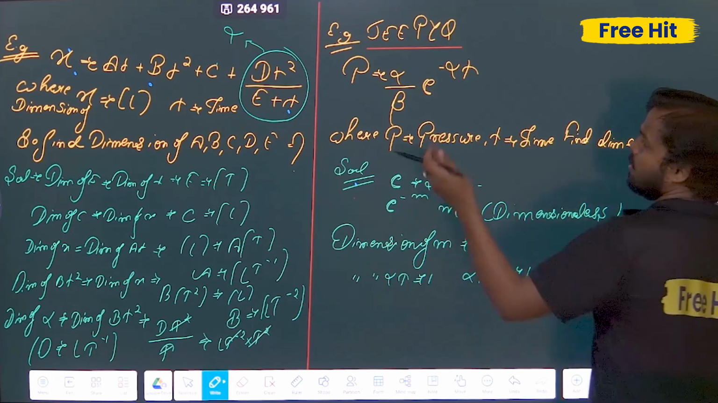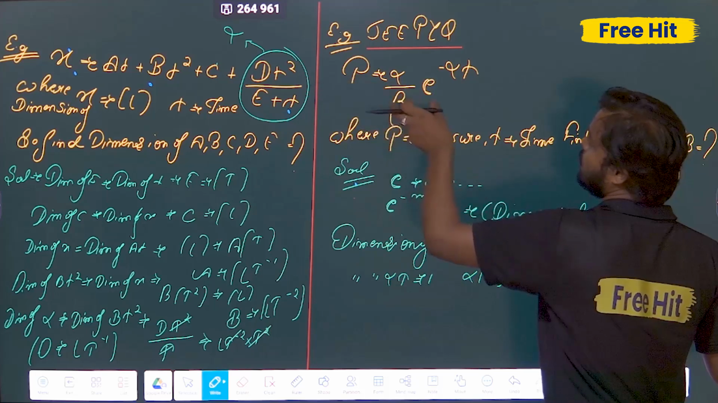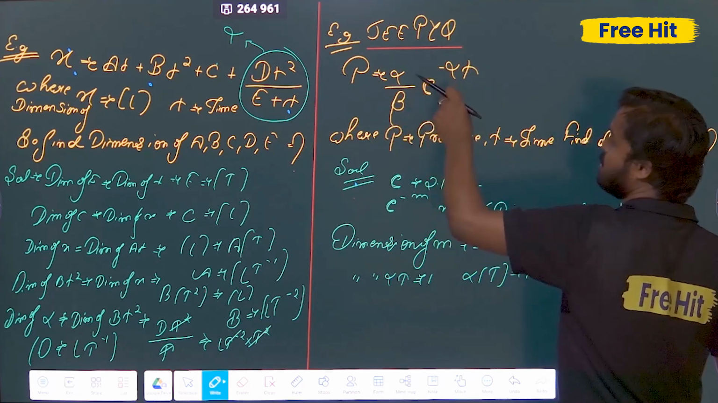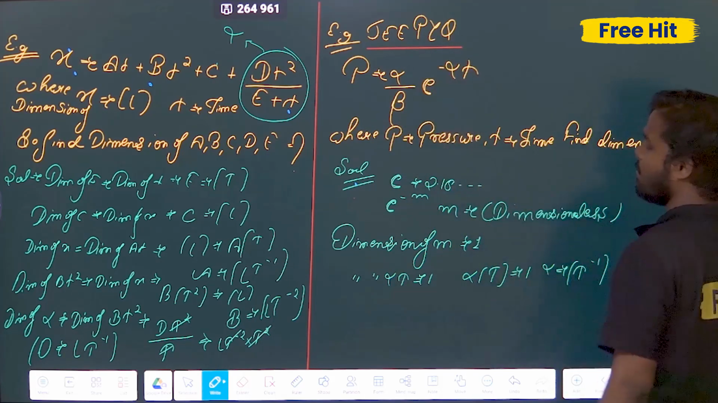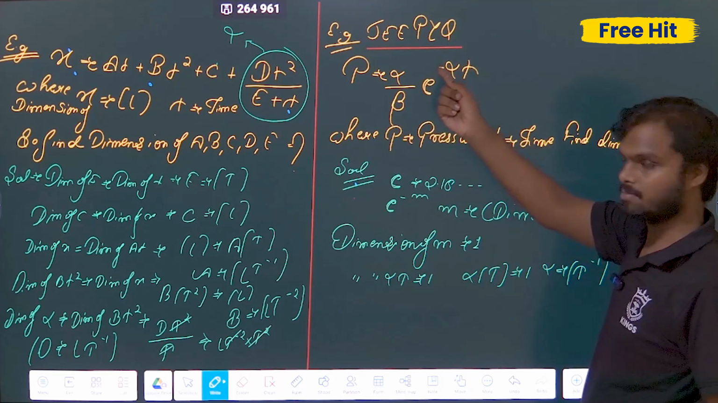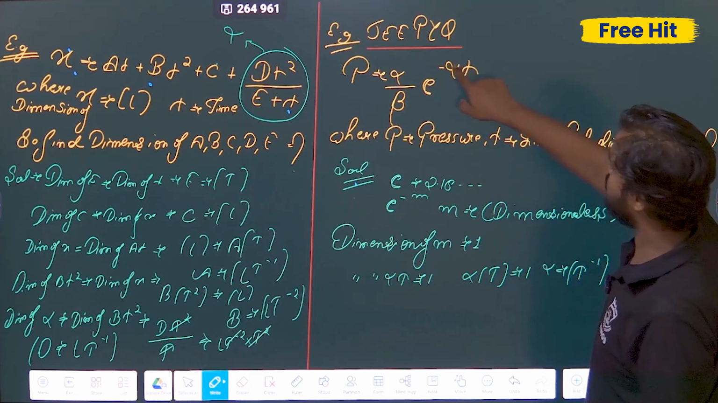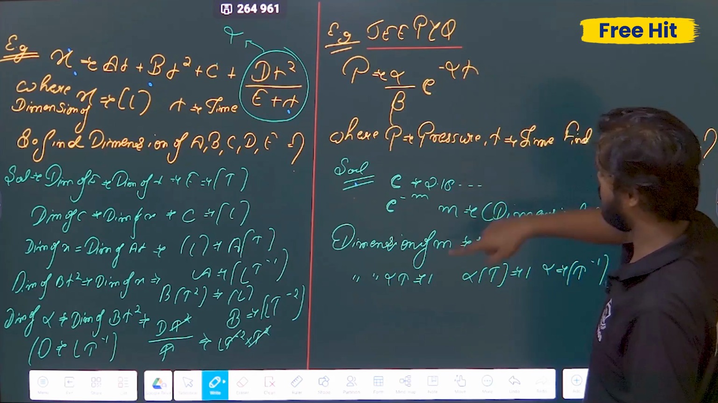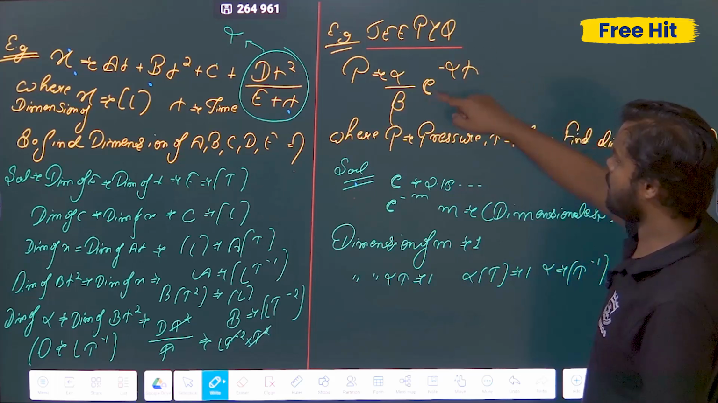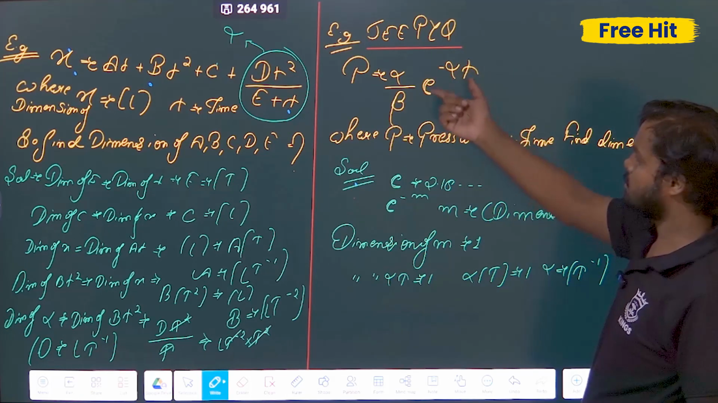Now see, the dimension of this P should be equal to the dimension of this whole thing, but this quantity is dimensionless, because it is a number only. Number means constant, so this whole quantity will be dimensionless. Clear? If you put the value of alpha as T to the power minus 1 here, and the dimension of T is T here, it will be cancelled out and it will become some number. That's why this is a dimensionless quantity. So this is basically a number.